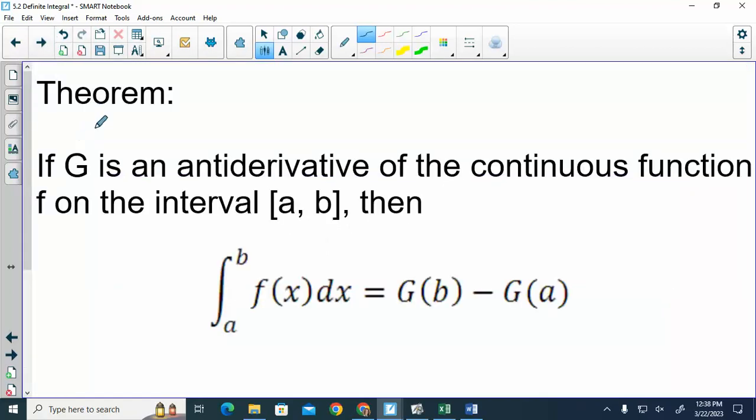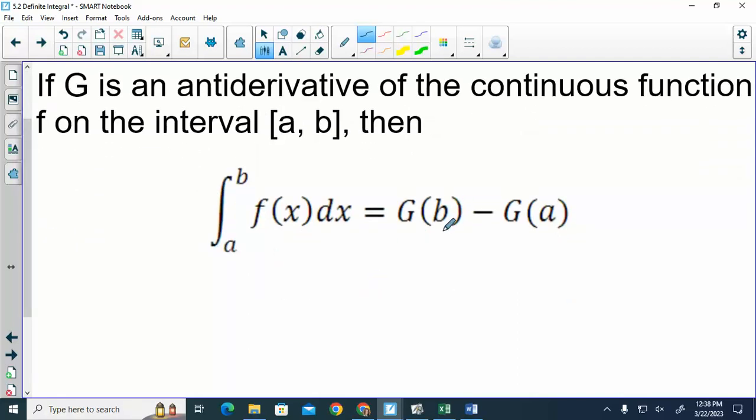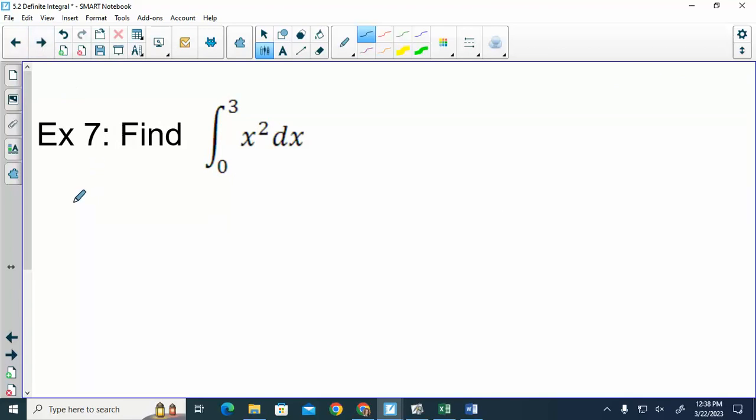All right, so here is our wonderful nugget of the day, our important information here. If you have the antiderivative, which we know how to do, it turns out this integral that we've been doing is the same as the antiderivative of the top minus the antiderivative of the bottom. Let me show you how that works.